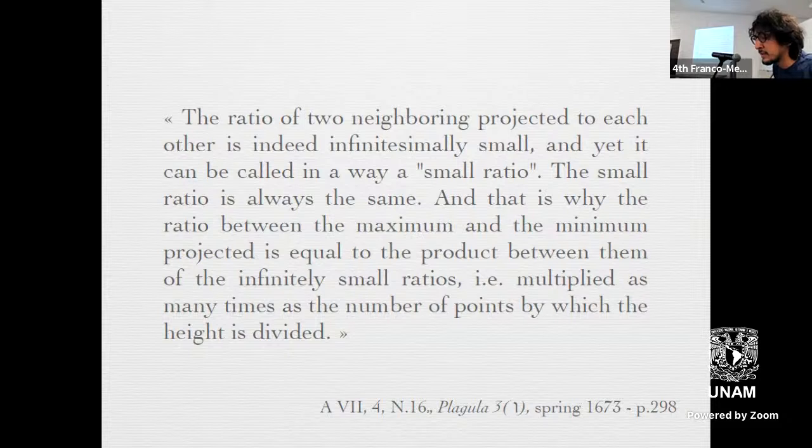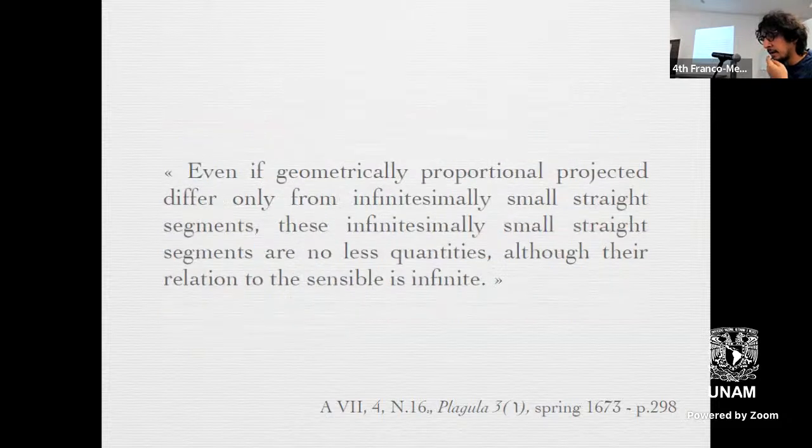The small ratio is always the same, and that is why the ratio between the maximum and the minimum projected is equal to the product of the infinitely small ratio, multiplied as many times as the number of points by which the height is divided. So that's the idea. Even if geometrically proportional projected terms differ only by infinitesimally small straight segments, these infinitesimally small straight segments are no less quantity, although their relation to sensible ones is infinite.